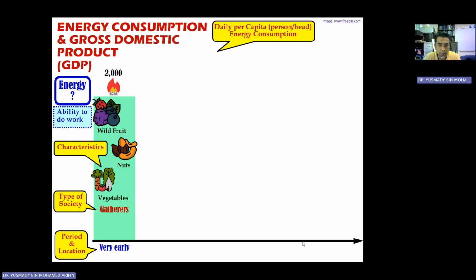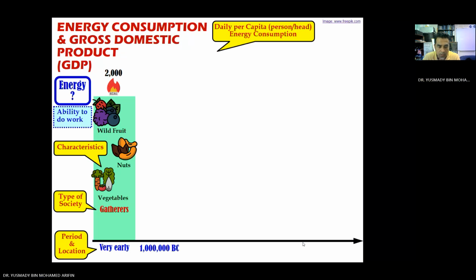So this value refers to the energy consumed every day per capita. Per capita means for every person. So every person, on average, requires 2,000 calories to conduct the activities to collect vegetables, nuts, and so on.